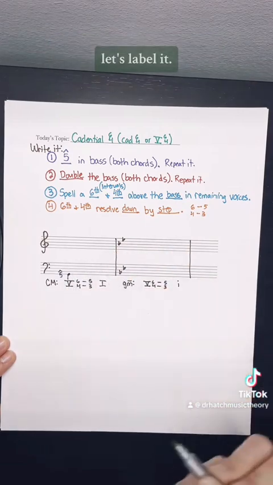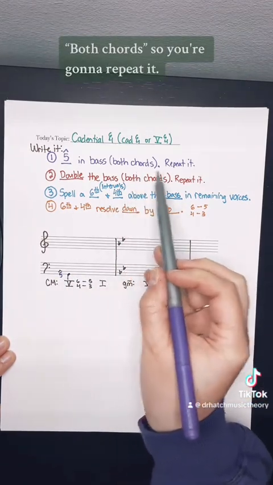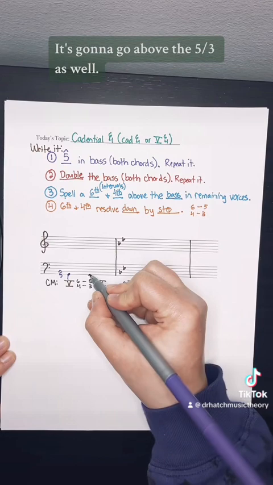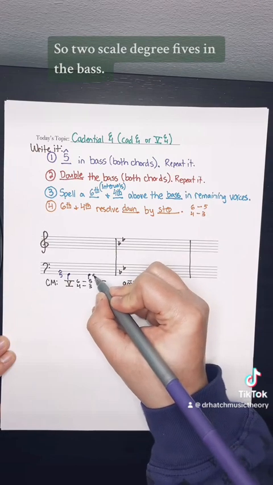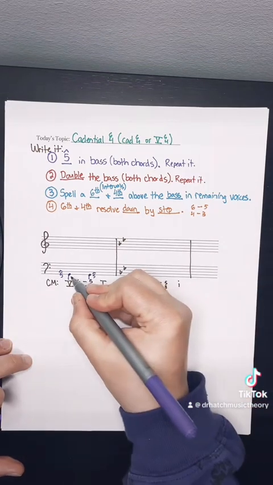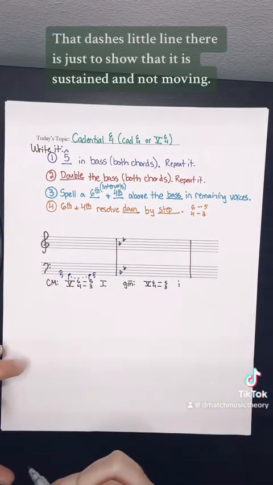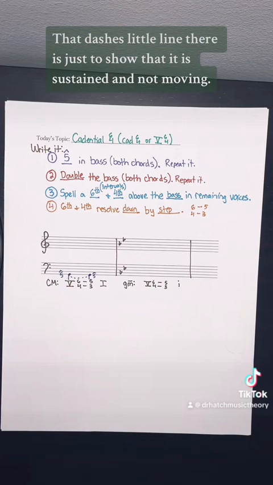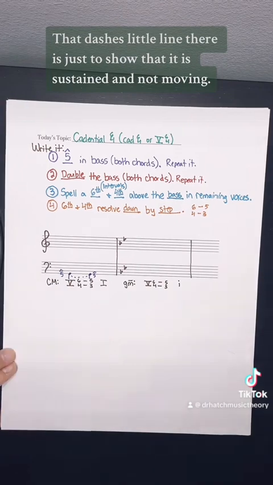Let's label it. And then what are you going to do? Both chords. So you're going to repeat it. It's going to go above the 5/3 as well. So 2 scale degree 5s in the bass. That dashed little line there is just to show that it is sustained and not moving.